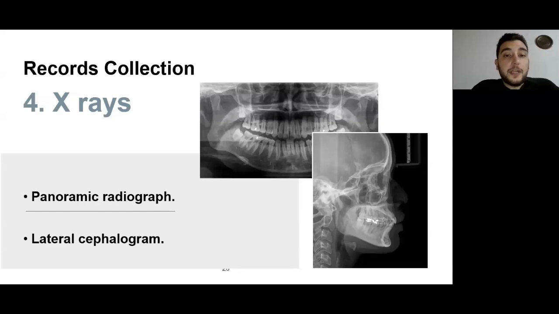Lastly, in the records collection, we're going to need the following X-rays: the panoramic radiograph and the lateral cephalogram. It's important for the ortho analysis of the case and planning the case correctly, making sure that we have all the information we need about the patient's profile and what type of movements we can do without affecting the external appearance, or with improving the external appearance of the patient, to avoid any movements that would worsen the extraoral appearance of the patient.